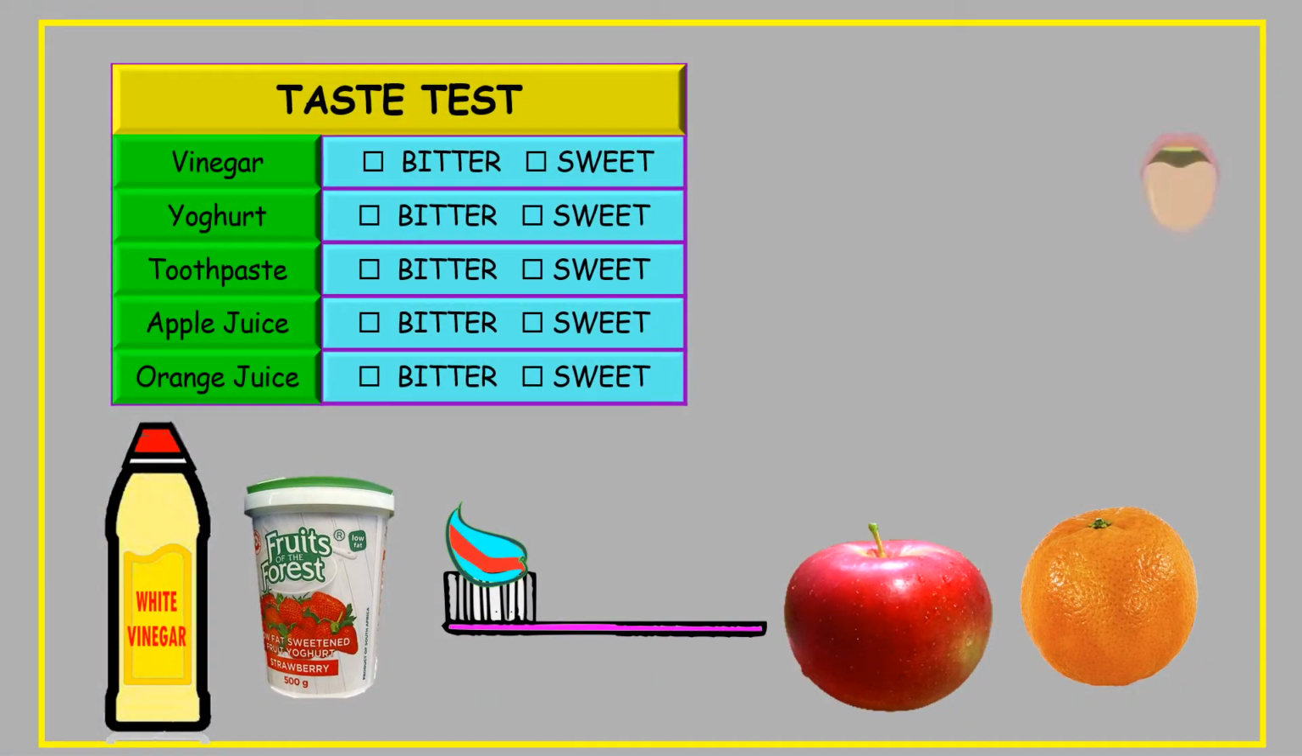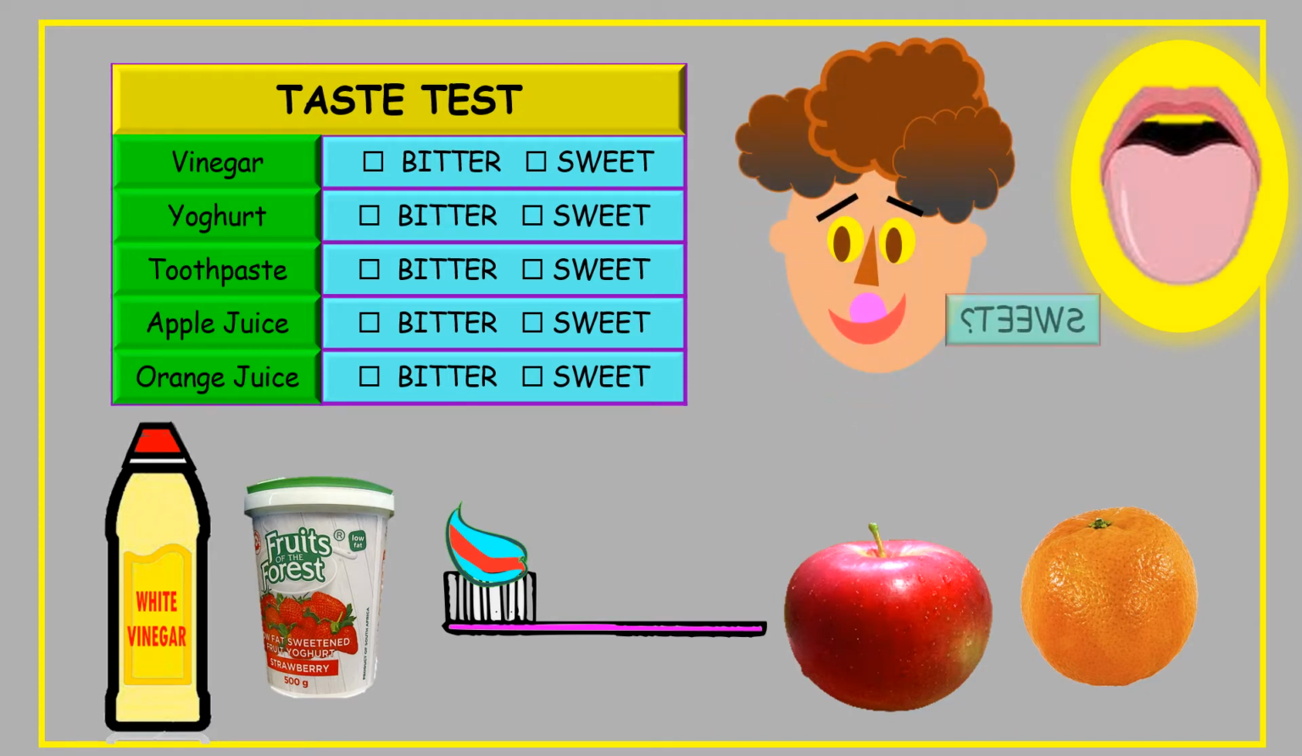There are different ways in which we can test if a material is acid or base. One way is by using taste. Taste is one of the 5 senses and is done by the tongue. We want to discover what the aftertaste of vinegar, yogurt, toothpaste, apple juice and orange juice tastes like. Remember not to put things in your mouth that may be harmful to you or against your religious beliefs to eat. Taste the materials shown here.